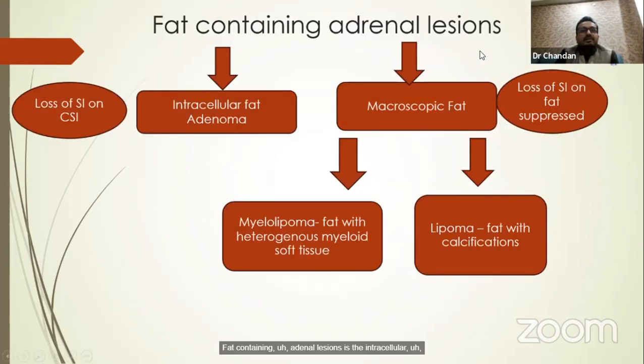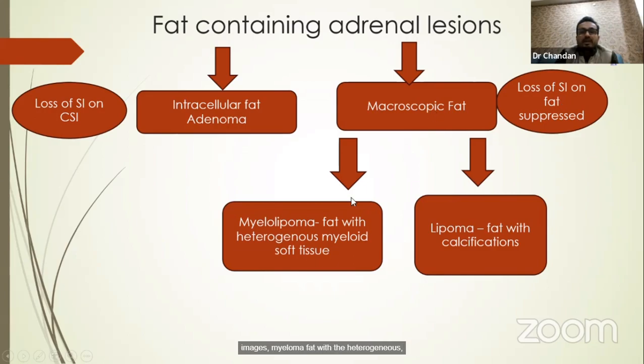Fat containing adrenal lesions: intracellular fat is in adenoma, and then there is macroscopic fat. The intracellular fat adenoma is showing the loss of signal intensity on the chemical shift imaging, and the macroscopic fat containing lesion is showing the loss of signal intensity on the fat suppressed imaging. This is an important and confusing fact. So it must be remembered that loss of signal intensity on the chemical shift imaging is indicating intracellular fat which is found in the adenoma, and for macroscopic fat, the loss of signal intensity on fat suppression is seen on the T2 images.